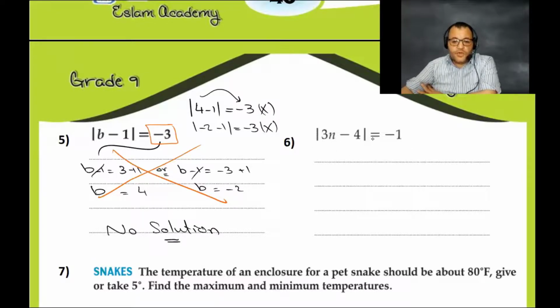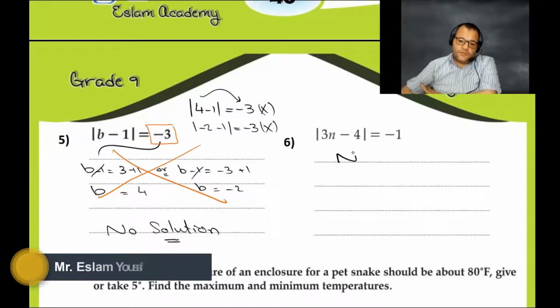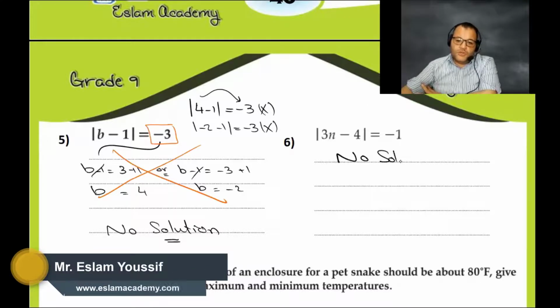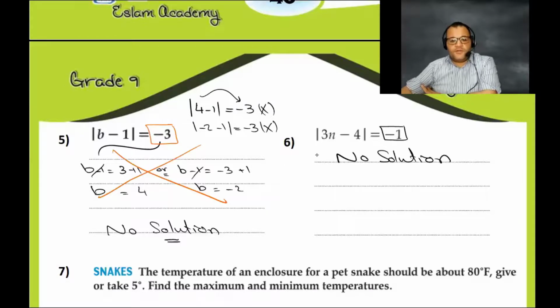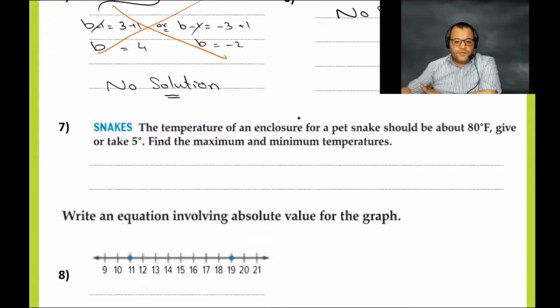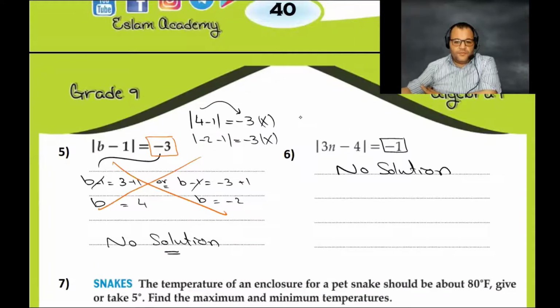The absolute value of 3n minus 4 equals negative 1. No solution. Why no solution? Because the answer for the absolute value is negative 1. Negative. Okay. Sir, if it was positive 1, how do we solve it?